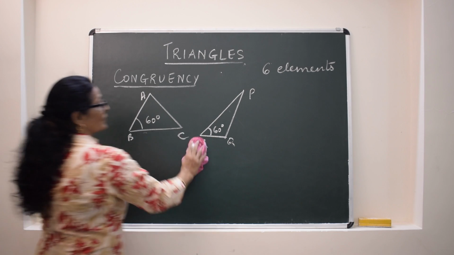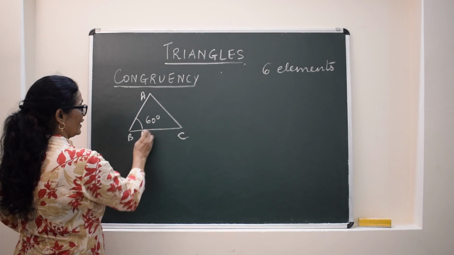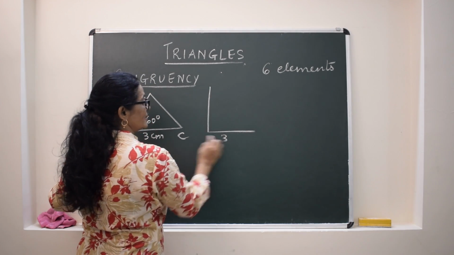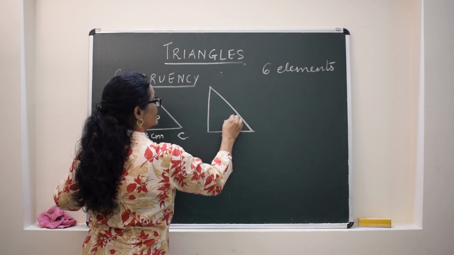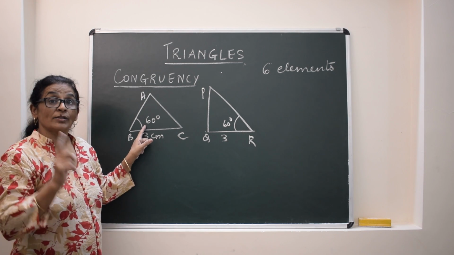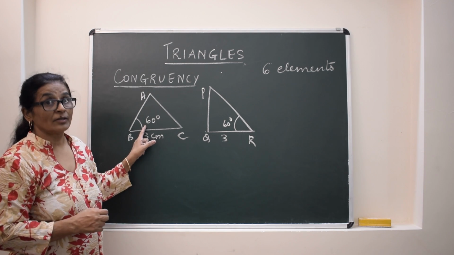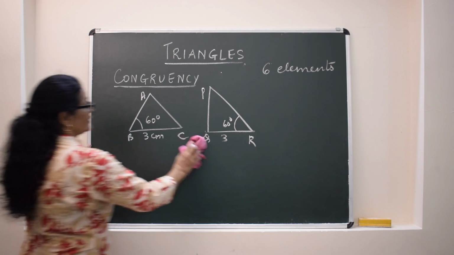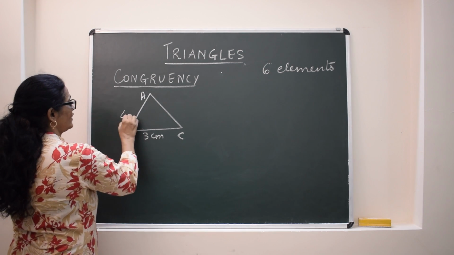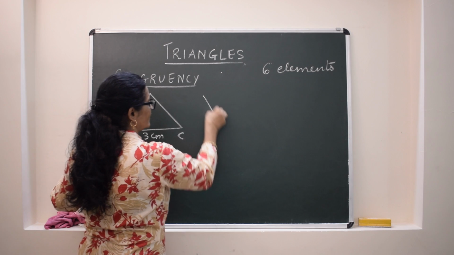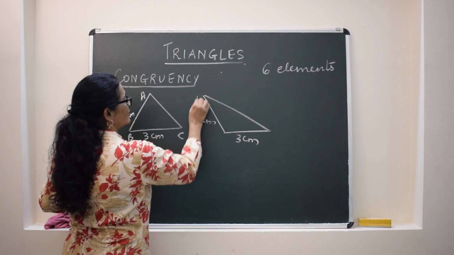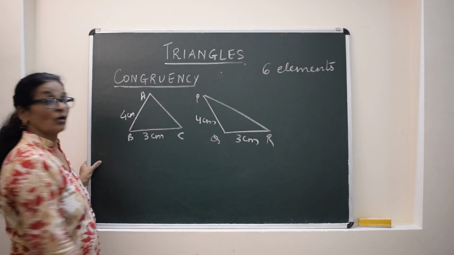If I say, take a triangle with one angle and one side 3 centimeters. Take another triangle with one side 3 centimeters and one angle 60 degrees. Means one side and one angle also will not decide about the congruency. Now suppose I have taken 2 sides, 3 centimeters and 4 centimeters, and here I have taken 3 centimeters and 4 centimeters. Then again these 2 triangles are not congruent.